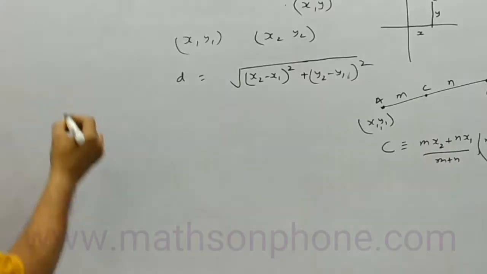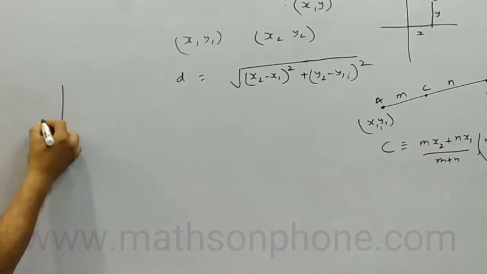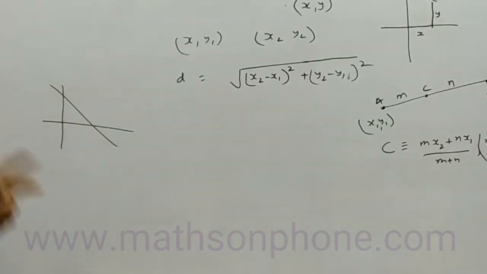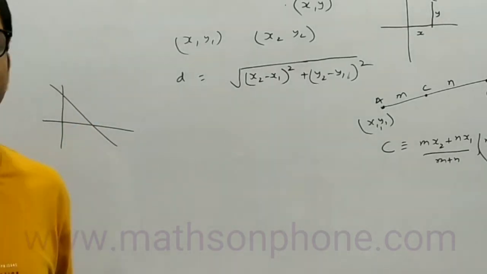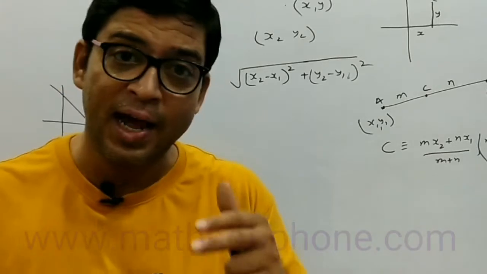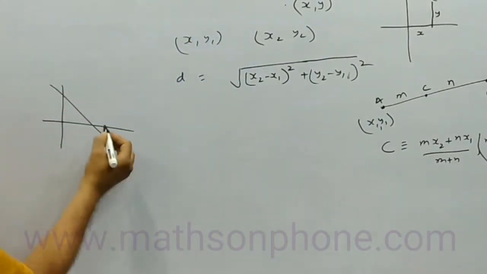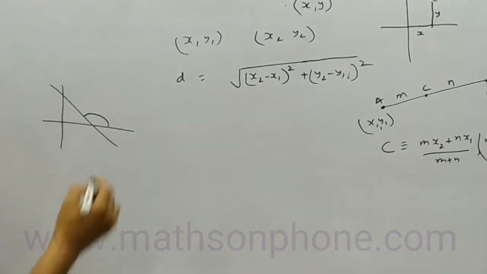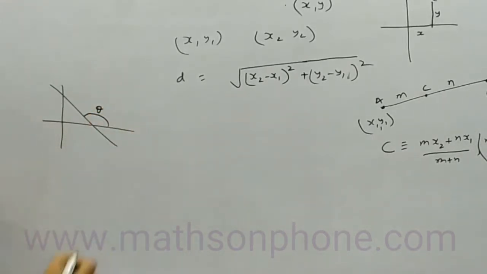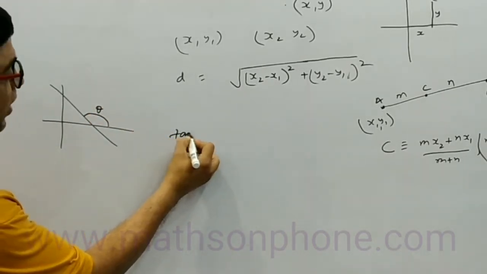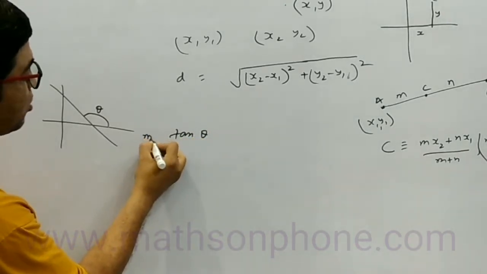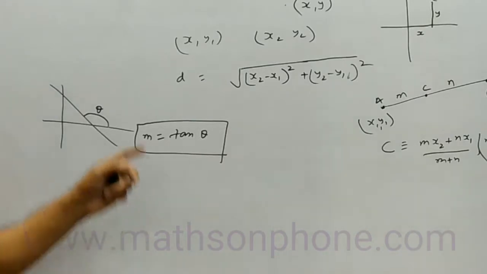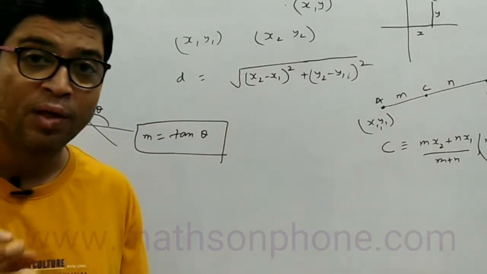x-axis. So slope of a line is the inclination of the line with the positive direction of x-axis. Positive means anti-clockwise. We have to start from x-axis and move up to the line, this theta. This tan theta is actually giving us the slope of a straight line. So slope of a line can be found out easily.